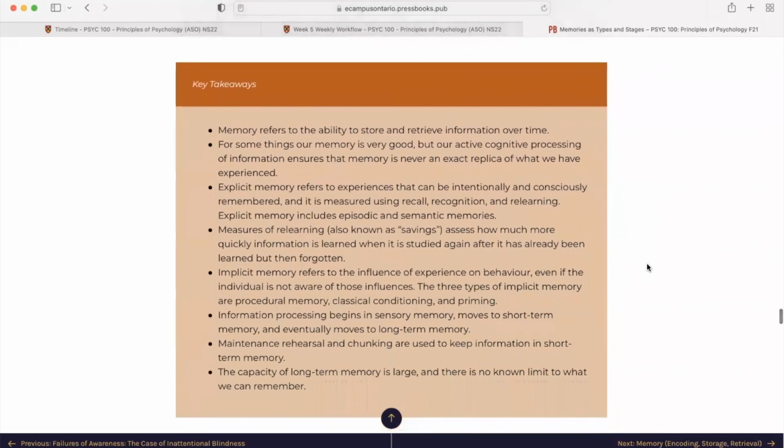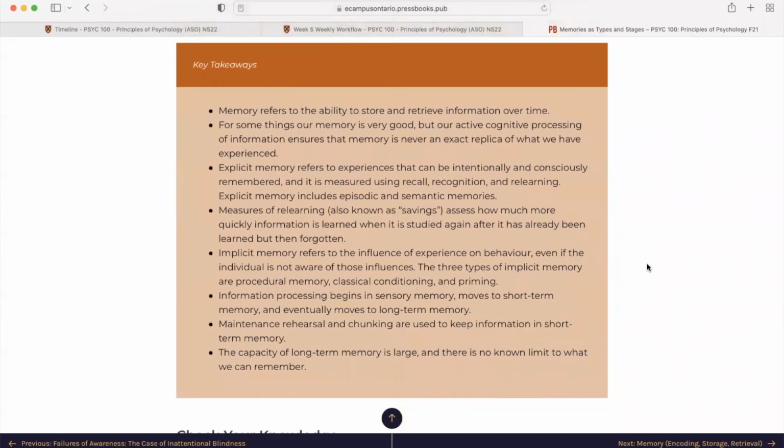So some key takeaways from this chapter. Memory refers to the ability to store and retrieve information over time. For some things, our memory is very good, but our active cognitive processing of information ensures that memory is never an exact replica of what we have experienced. Explicit memory refers to experiences that can be intentionally and consciously remembered, and it is measured using recall, recognition, and relearning. Explicit memory includes episodic and semantic memories. Measures of relearning, also known as savings, assess how much more quickly information is learned when it is studied again after it has already been learned, but then forgotten.